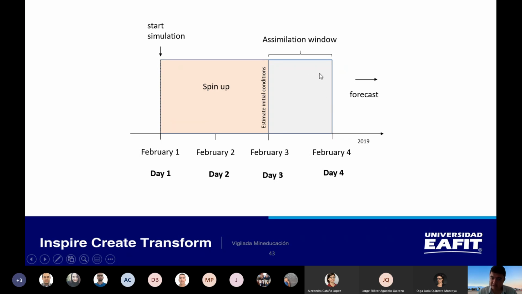When we make the process of assimilation, we are going to estimate the conditions. And these conditions are the ones that are going to be used to forecast with the model, and we can start moving all this procedure to another window, and then have in a future operational system a sequential procedure of this methodology.